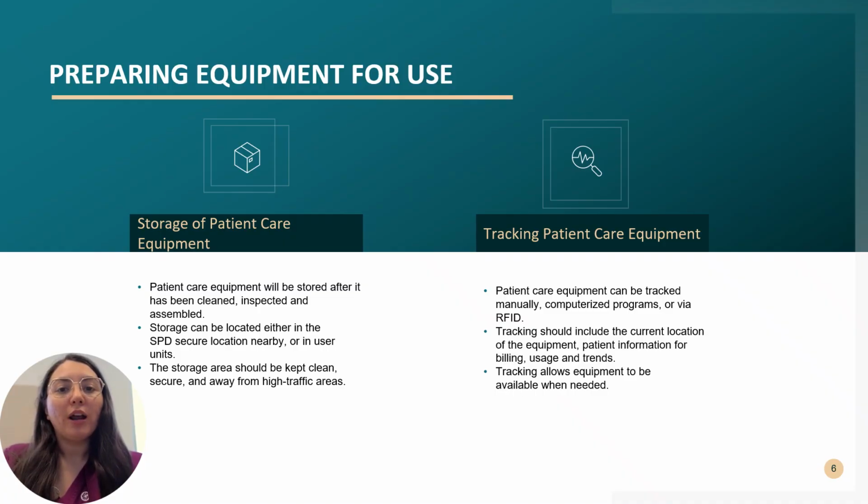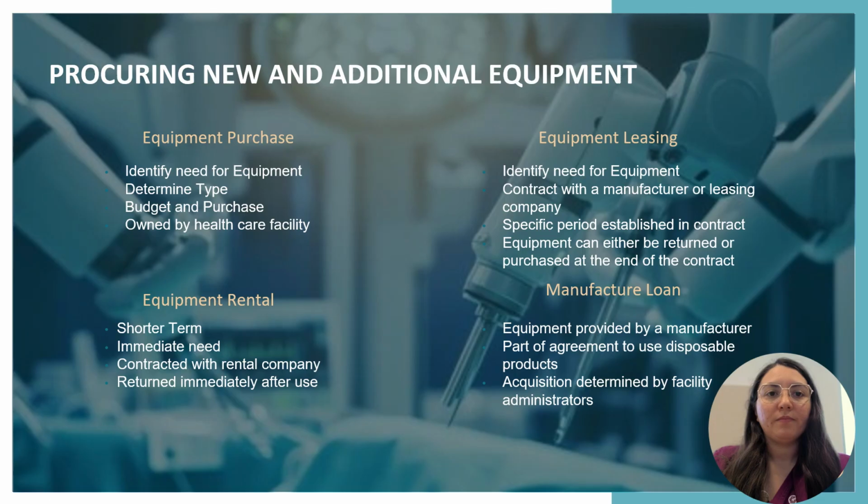Tracking can be difficult as equipment is small, mobile, and can easily be misplaced or stored in the wrong location. In order to minimize these errors, patient care equipment can be tracked manually, via computerized programs, or via RFID, radio frequency identification chips. Tracking should include the current location of the equipment, patient information for billing purposes, as well as usage and trends. Tracking allows equipment to be available when needed and justifies purchasing or acquiring more equipment.